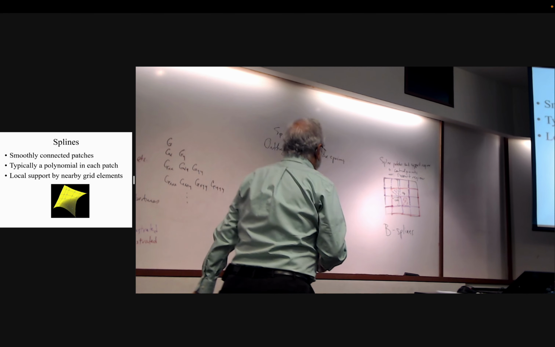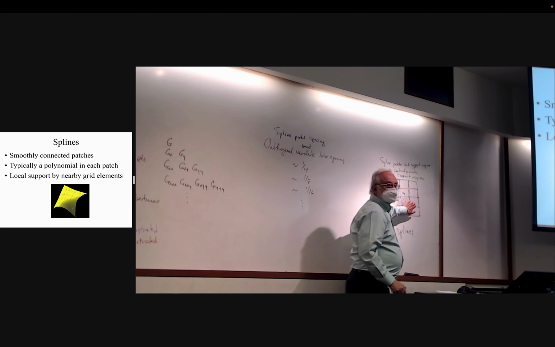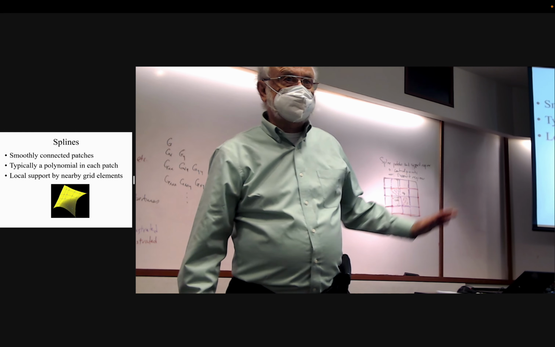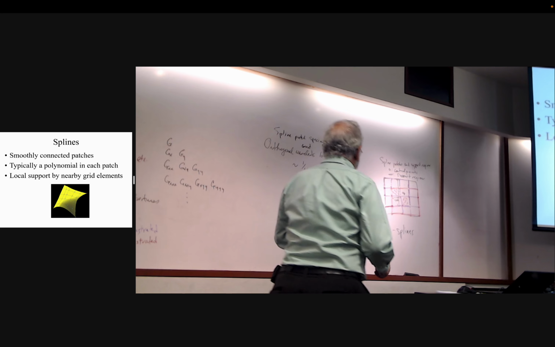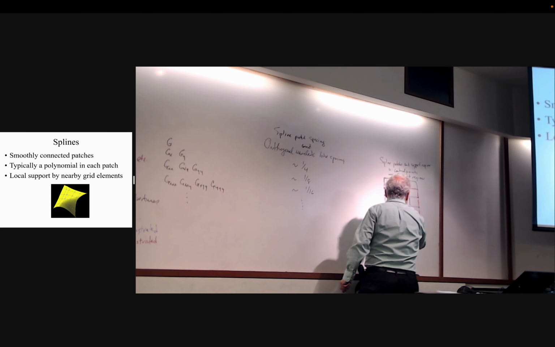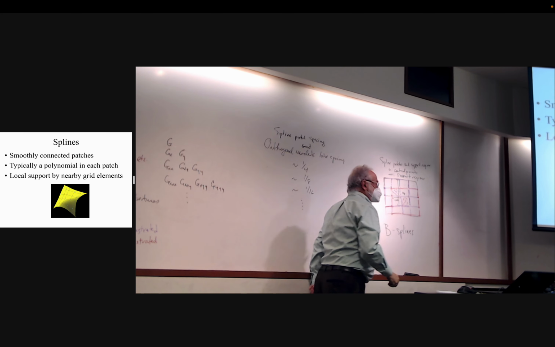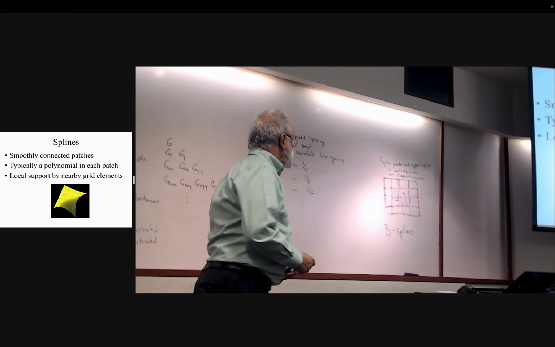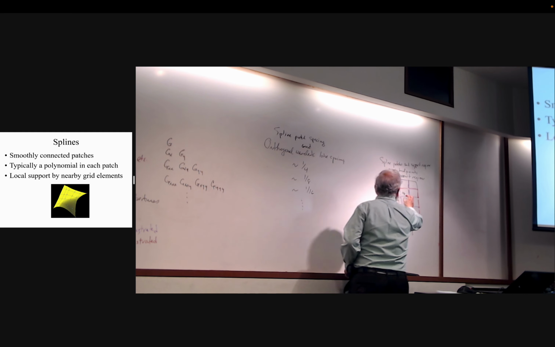So now you have another patch. This one, for example. Same size, but its control points are going to be around it. This, and this. The 16 control points are going to be there, and they're going to determine a different polynomial for this patch.